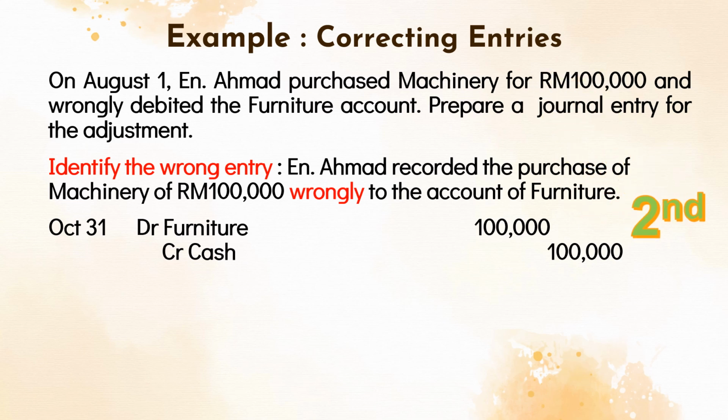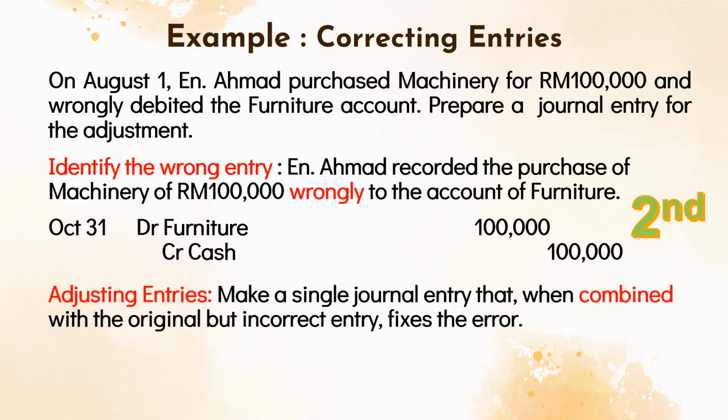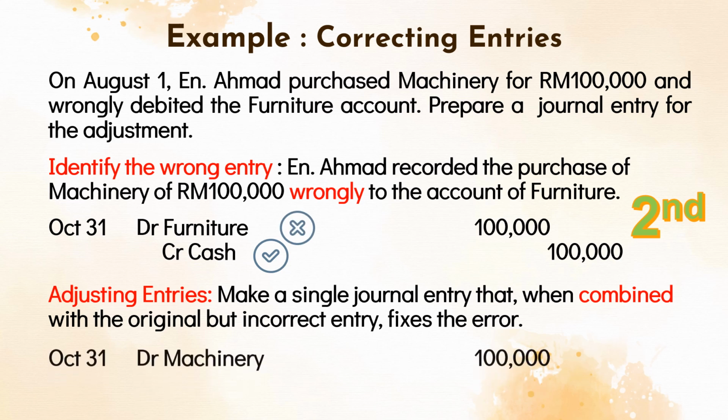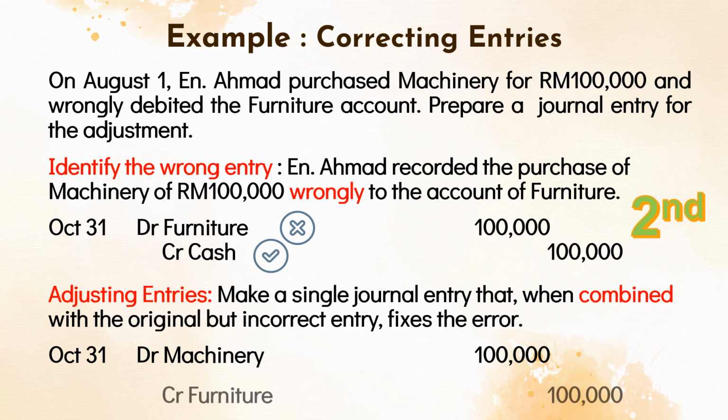By using the second way of adjusting entries, the adjusting entry is to make a single journal entry that, when combined with the original but incorrect entry, then fixes the error. We found that credit cash is correct, but debit furniture is incorrect. So, the adjusting entry on October 31st, debit machinery 100,000 and credit furniture 100,000.